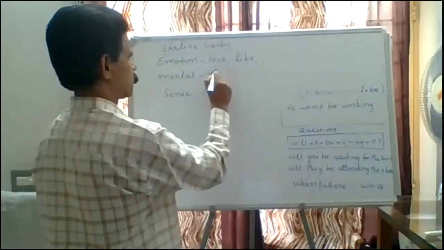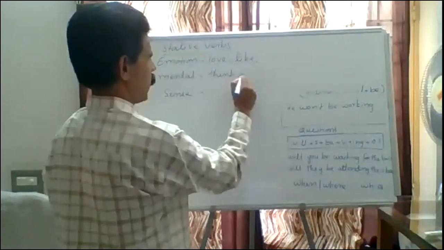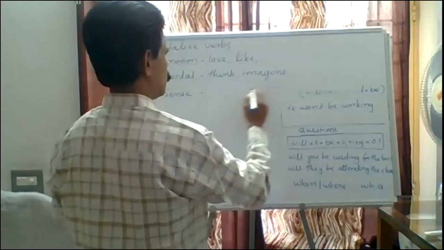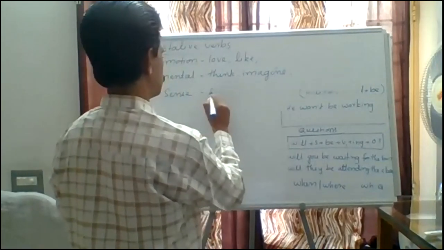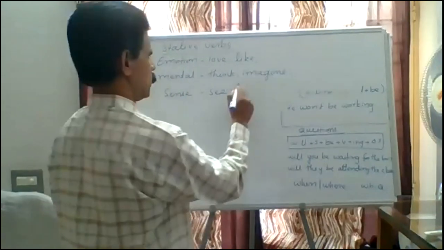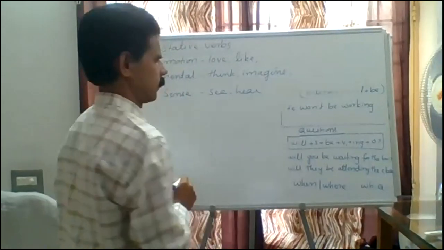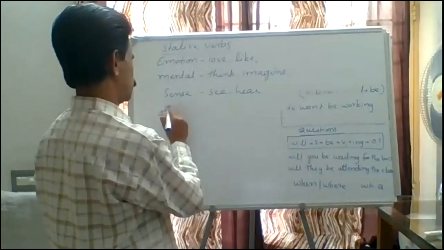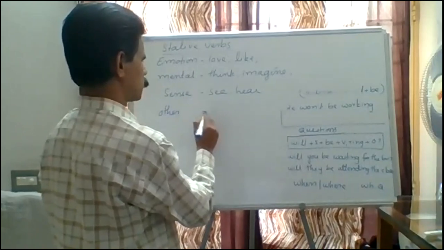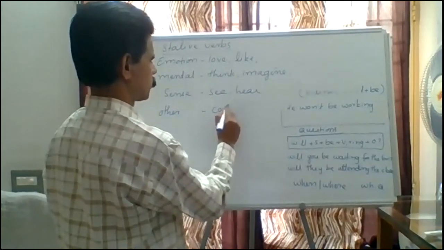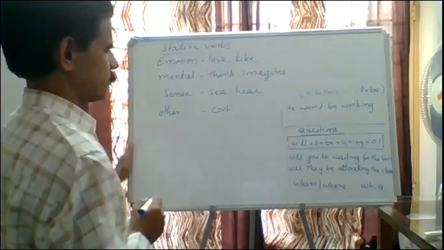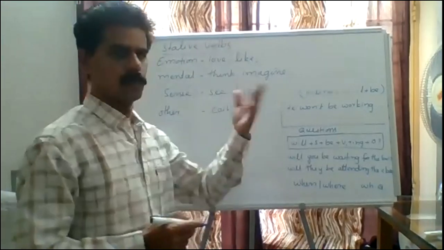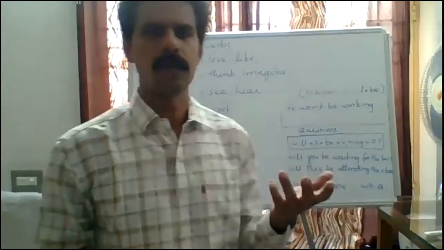Mental related verbs are think, imagine. Sense related verbs are see, hear. Some other words also, that is cost. So in this, there are so many verbs which we cannot use in ing.